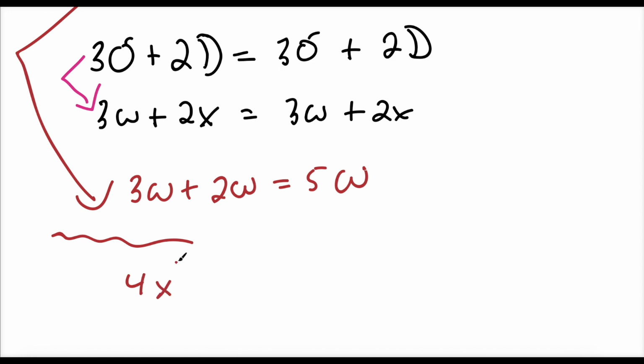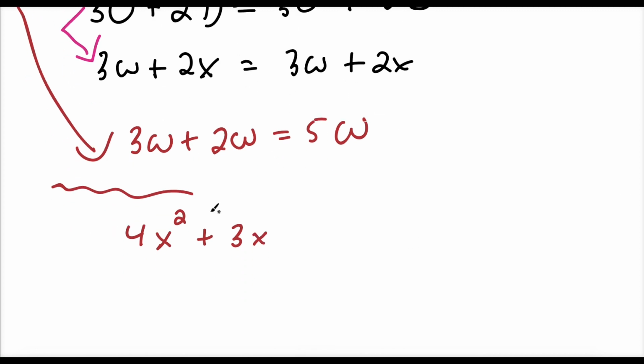Okay. So now, if you have 4x squared plus 3x, this, because it has a square on it, is an apple or a pear. And this, since it has an x squared on it, it's like a pear, apple thing. And then this right here is a banana. They can't talk to each other.